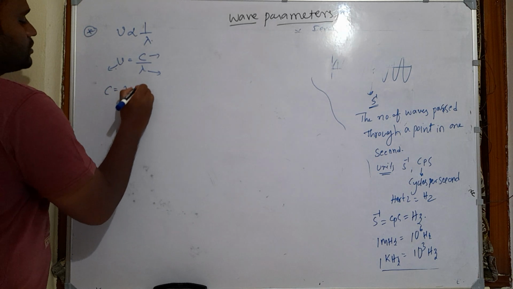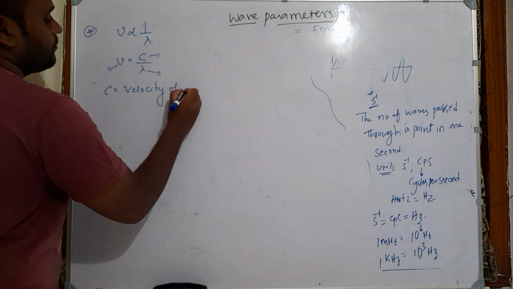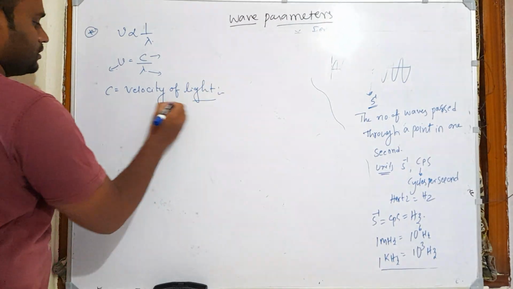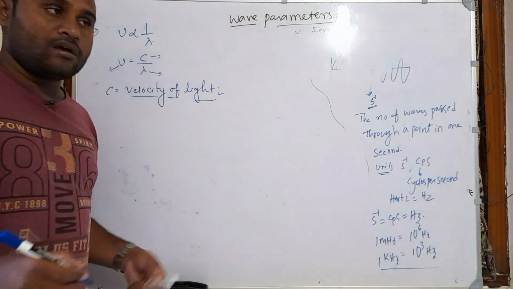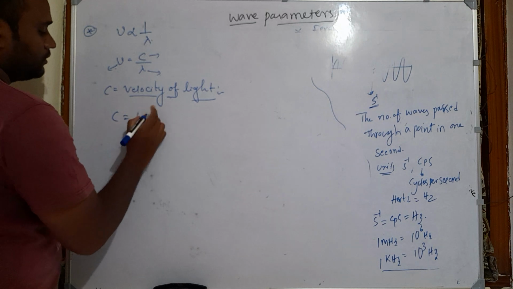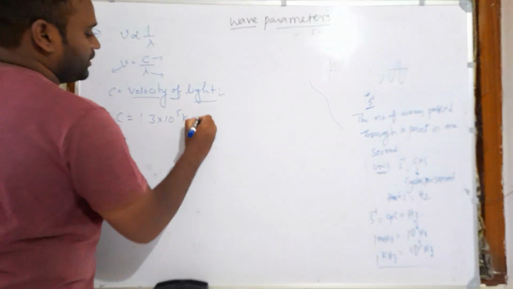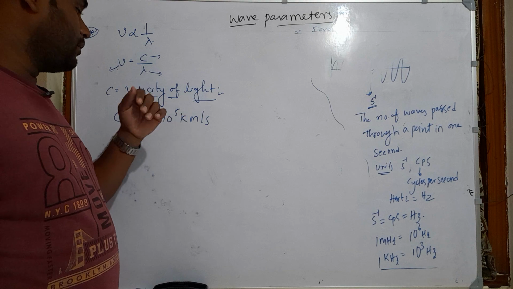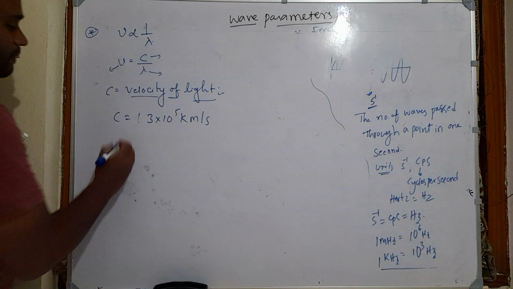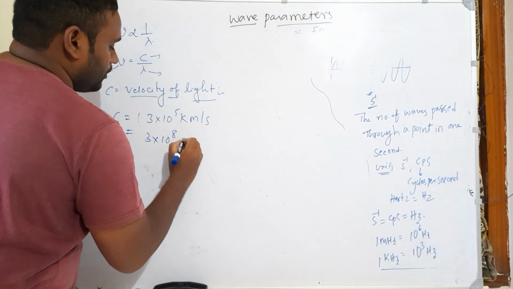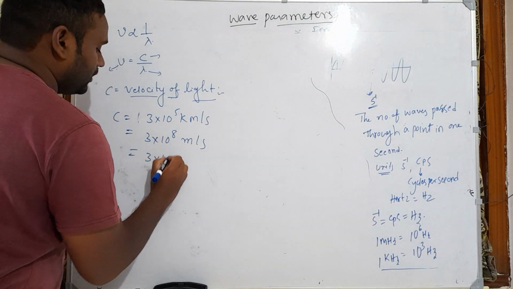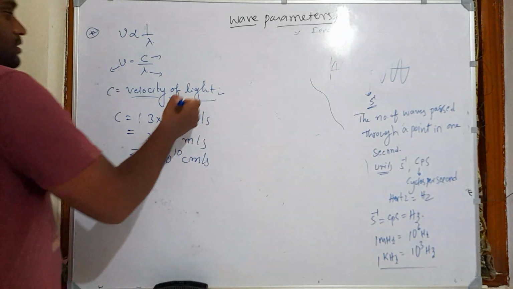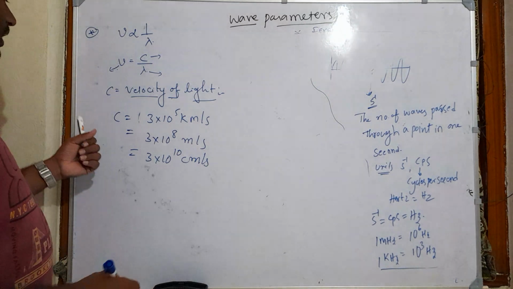C is the velocity of light. It is a constant in the vacuum. In the vacuum, all types of electromagnetic radiation travel with the same velocity, c, which is 3 into 10 to the power of 5 kilometers per second. That means 3 lakh kilometers per second, or 3 into 10 to the power of 8 meters per second, or 3 into 10 to the power of 10 centimeters per second. This is the velocity of light.